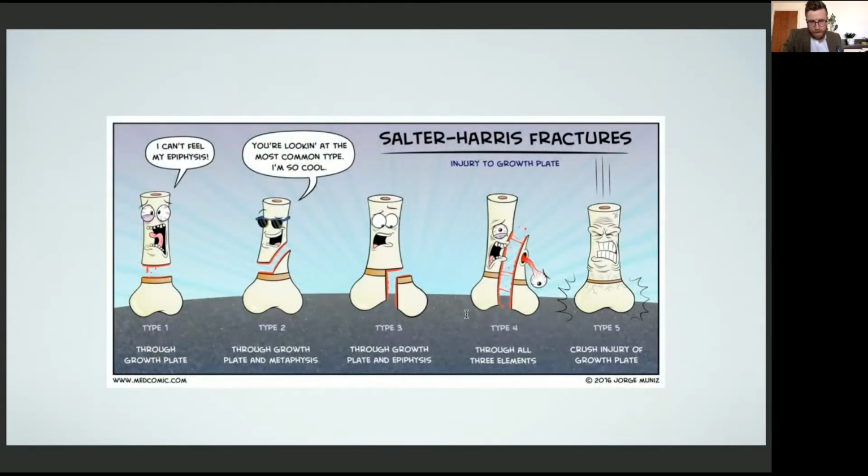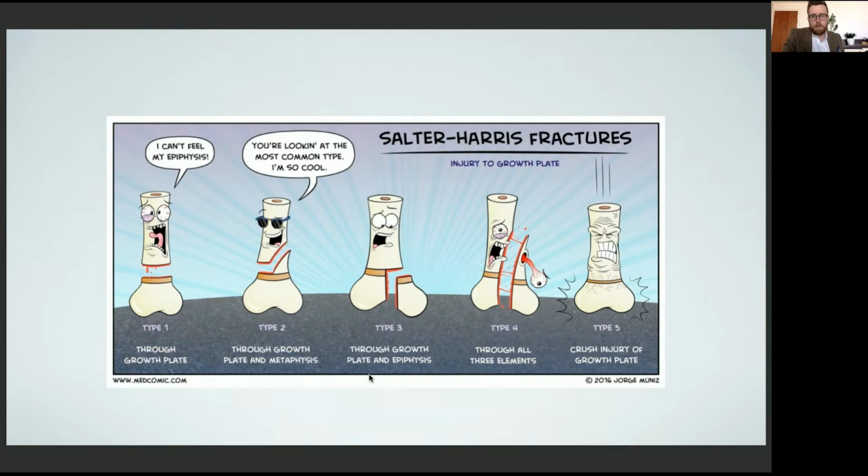With a mention of Salter-Harris fractures, there are five types, and there's a reasonably easy to remember mnemonic, which I always thought helps, where type one through the growth plate is straight through, so that's S. The type two fractures through the growth plate and the metaphysis are remembered as A, with above, so these fractures are above the epiphysis at the end of the bone.